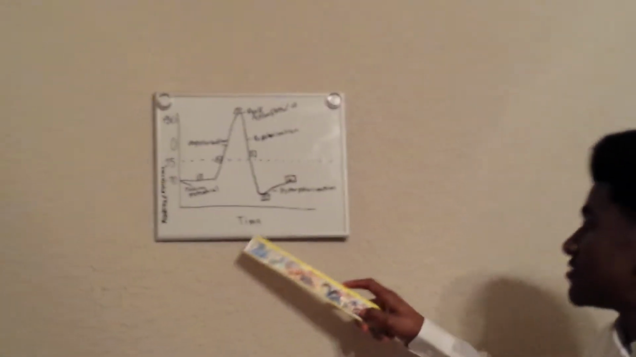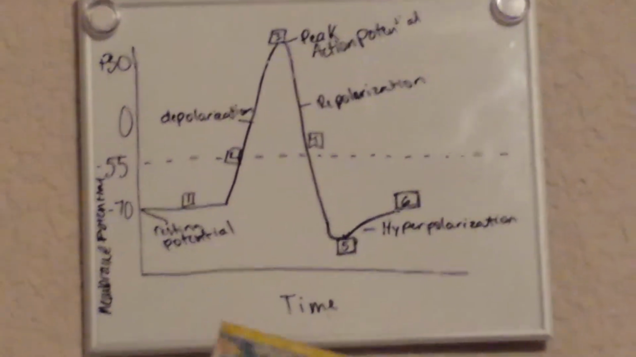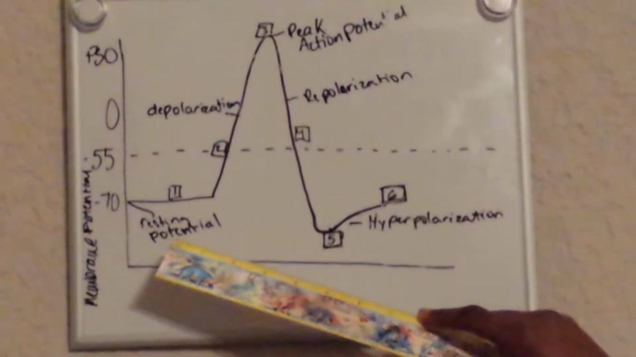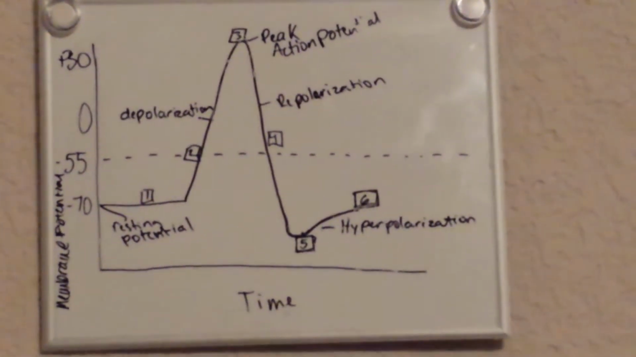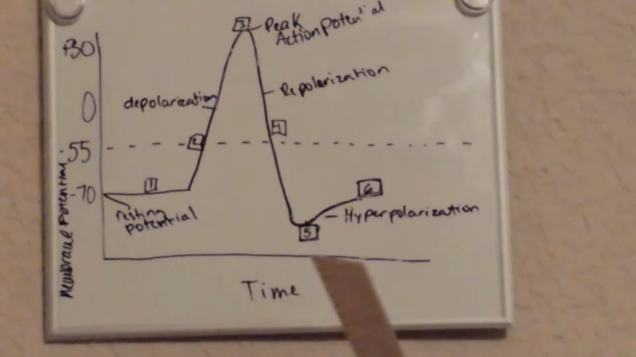And here we have a chart with action potential. On the x-axis we have the time, and on the y-axis we have the membrane potential. Number 1, we have the resting potential, which is the normal flow of electrons and ions from inside the cell to the outside of the cell.